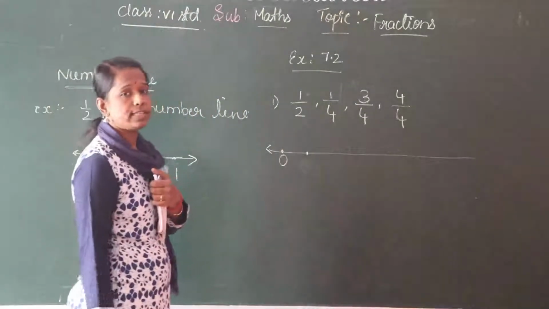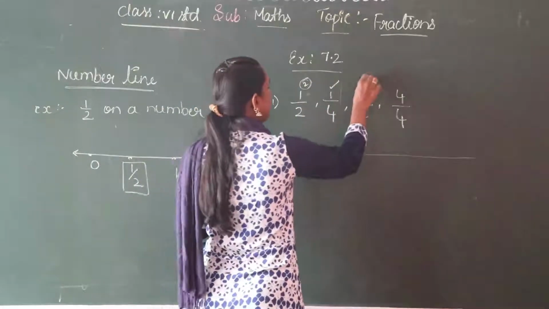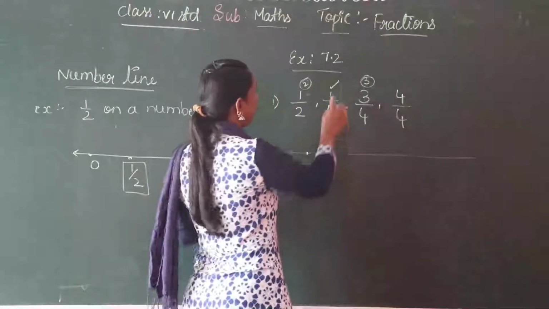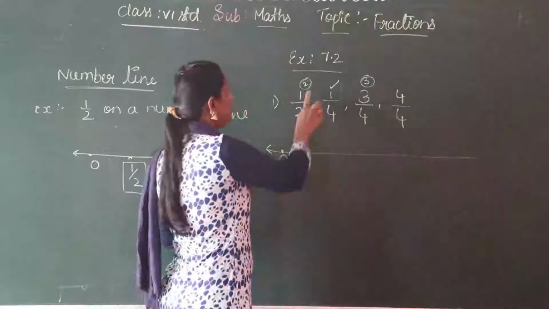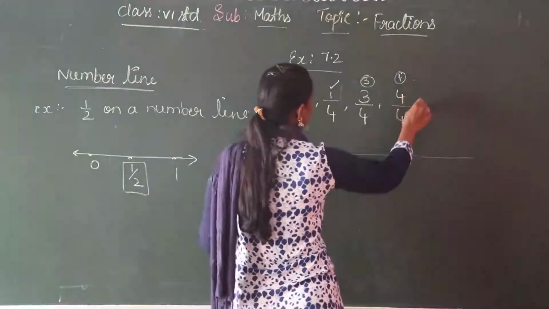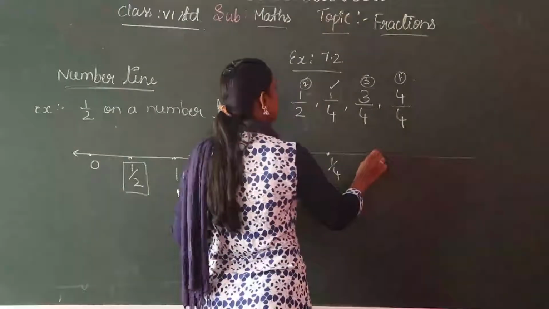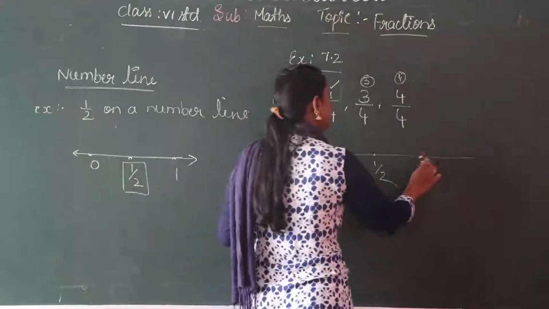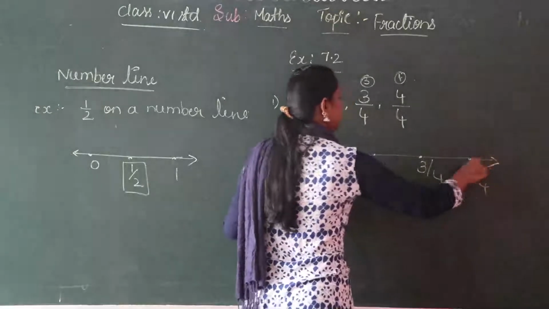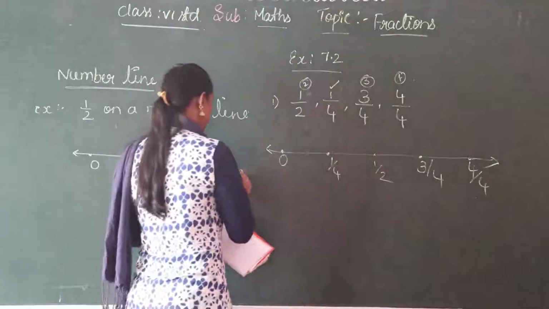Children, which is the smallest fraction in this one? 1 by 4. Second one, half. 3 by 4, that is the third. 1 by 4 means quarter part. 1 by 2 means half part. And then next we can write 4 by 4, that is 1, we can write in the last place. 1 by 4, 1 by 2, 3 by 4, next 4 by 4. Clear children?